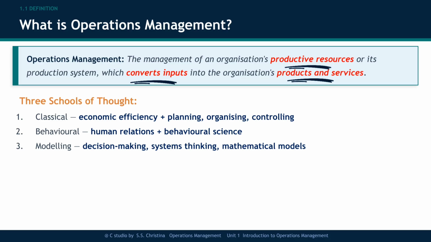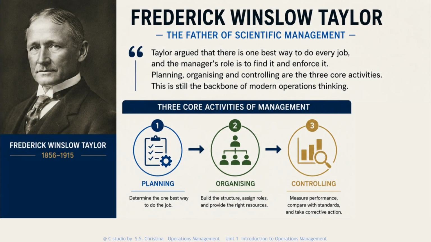We'll look at this through three lenses: classical, behavioral, and modeling. Let me explain each one. The main idea of this concept is simple: find the most efficient way to perform a task.